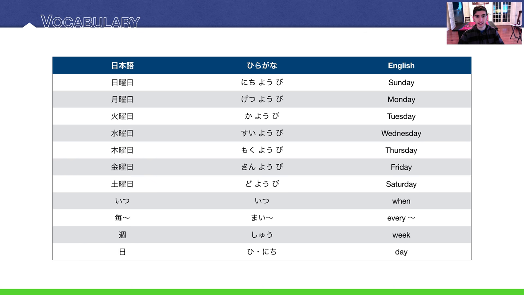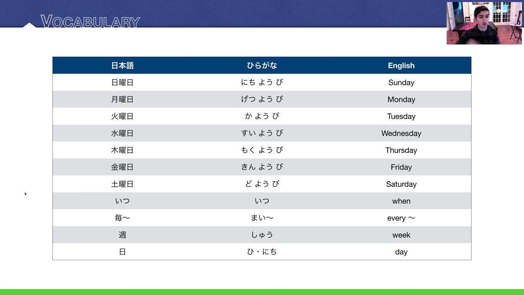This is just the first page. So I'm going to go down, starting with our days of the week, Sunday through Saturday. 日曜日, 月曜日, 火曜日, 水曜日, 木曜日, 金曜日, 土曜日. You'll notice, if you've studied kanji at all, that the days of the week are based on certain elements: the sun, the moon, fire, water, wood or tree, metal, and earth.